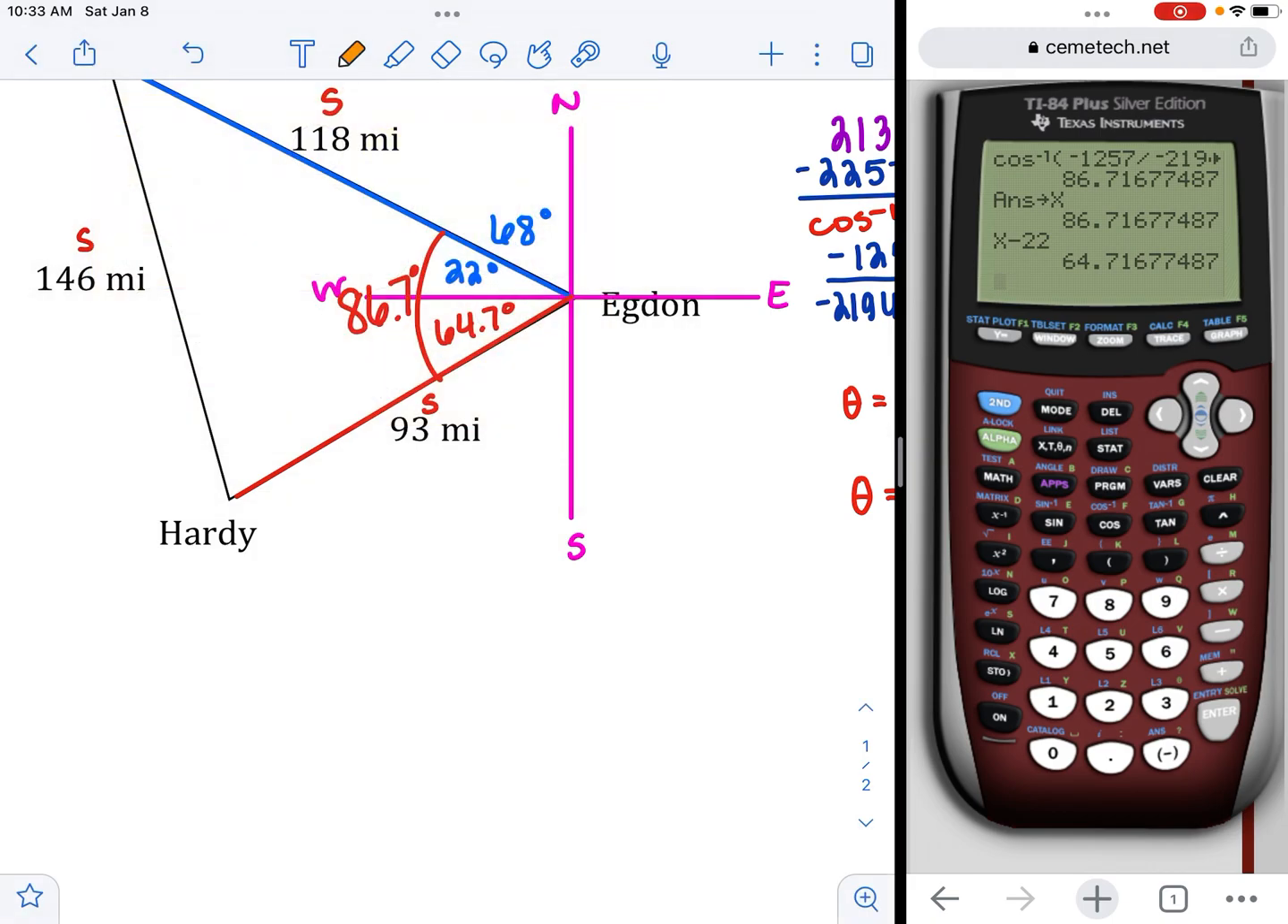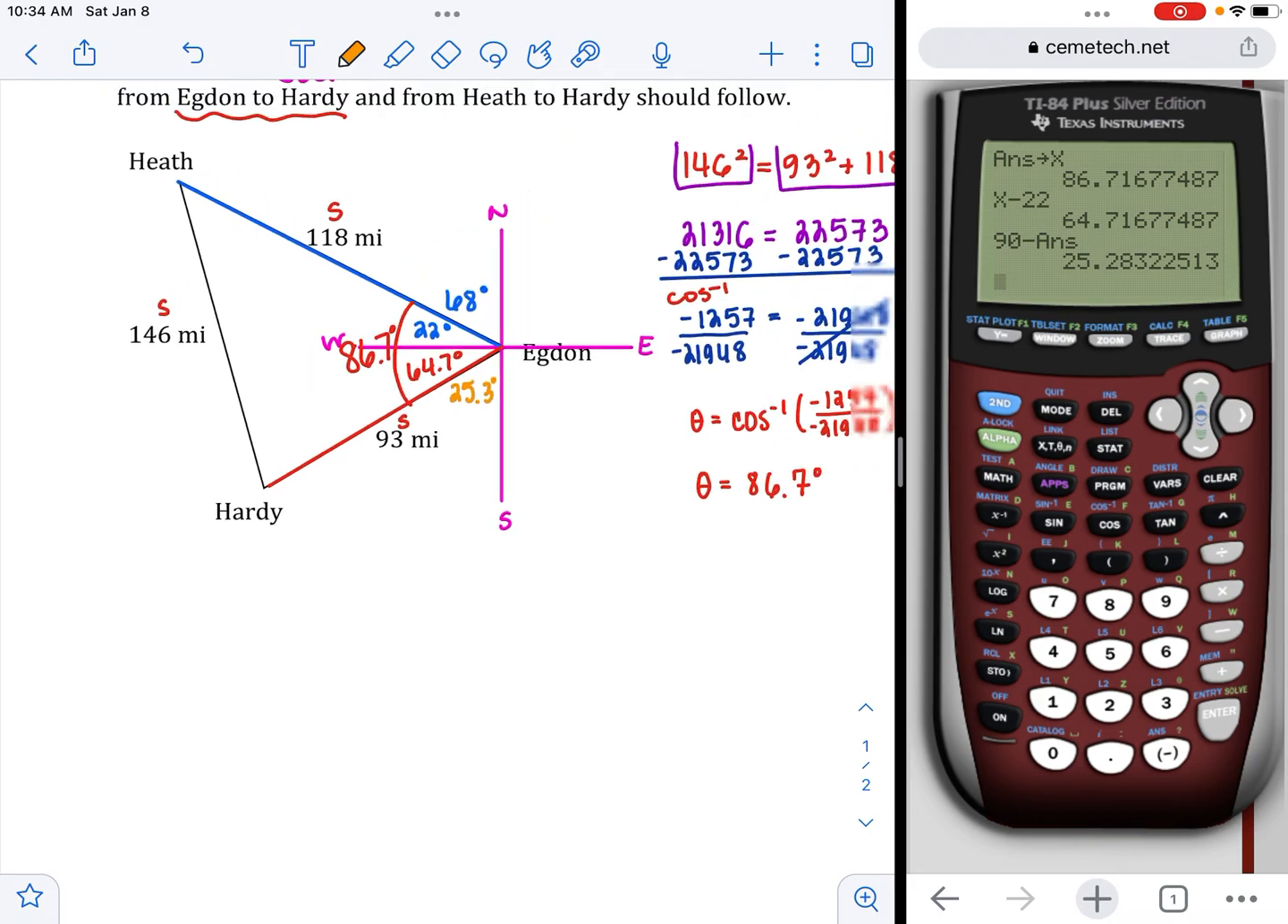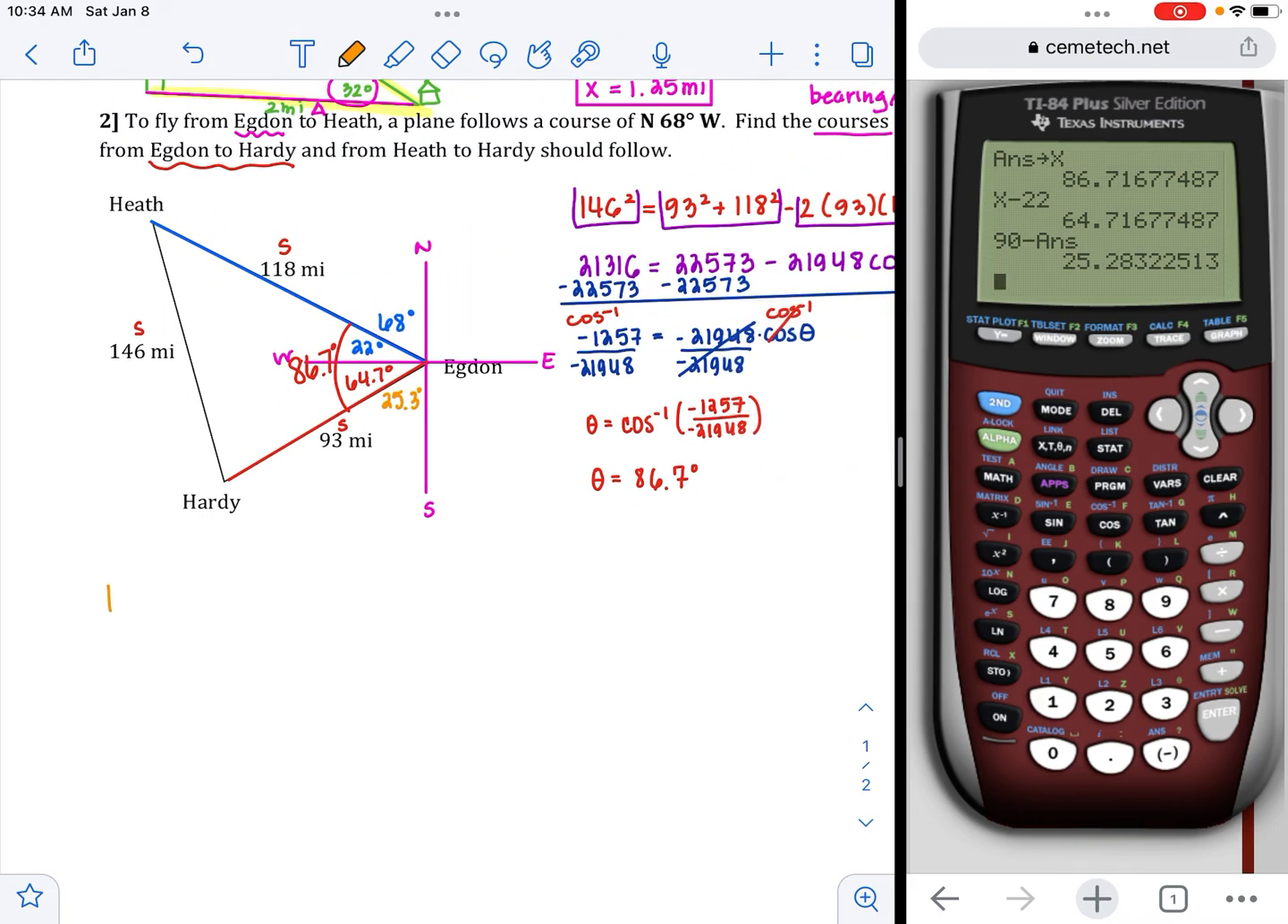So you can do it either method. I think it's easier to do the north clockwise method right here. Oops, that doesn't look so pretty. But yeah, I think it's easier to do that. Or you could find this right here, okay? Whatever you would like to do. So I do need this angle either way. So let's find this angle right here. And I'm going to do 90 minus second answer. And I get that angle is 25.3 degrees.